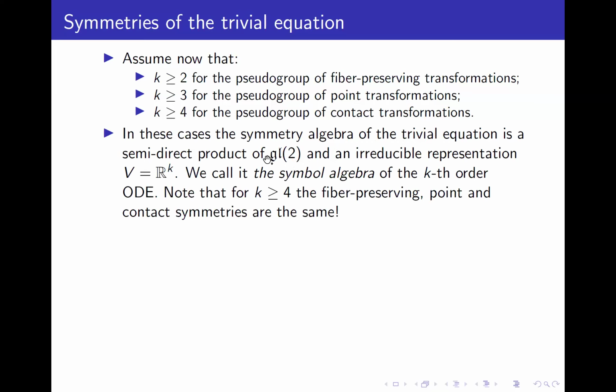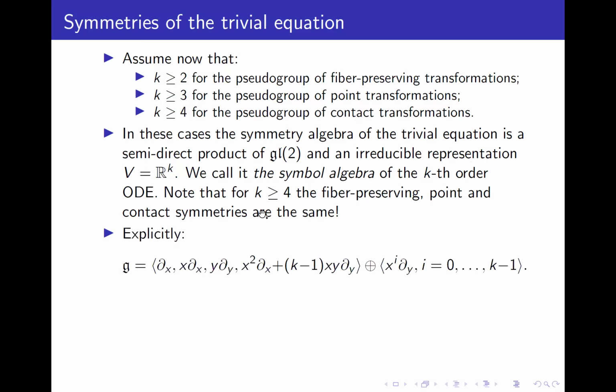And it is a semi-direct product of GL2 and an irreducible representation of dimension k. Very explicitly, that's here. And again, I write it here projected to R2, but we can always think about this Lie algebra lifted to the corresponding jet space.